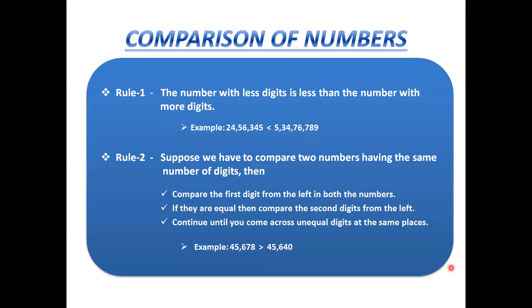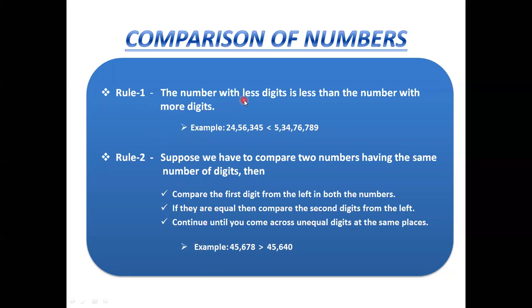Now the next topic is comparison of numbers. Comparison of numbers is used to find the greater number from the given numbers. We can find the greater number as well as the lesser number. We have two rules to compare the numbers. Rule number 1.